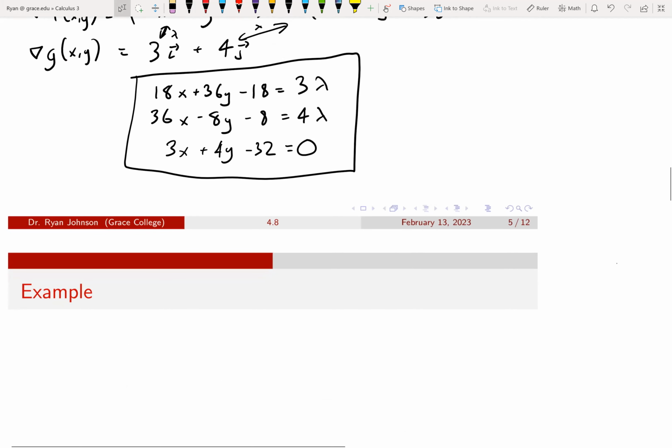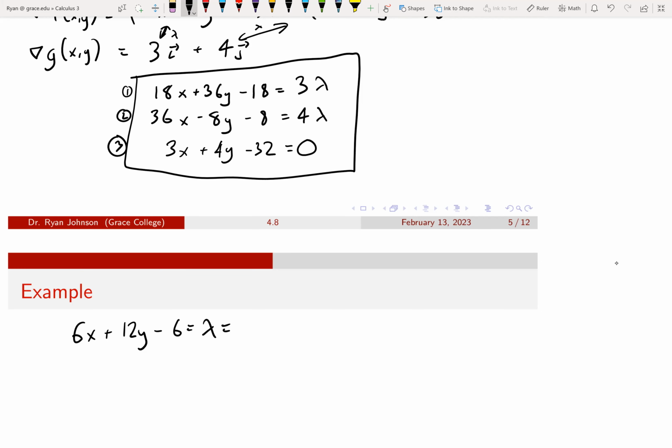Okay, so I intentionally put a blank slide beneath here, knowing I need some room for algebra. Think about these equations like 1, 2, and 3. When you're doing algebra with 3 equations at the same time, you always got to keep them together when you can. So the first equation, I'm taking the first equation divided by 3. 18 divided by 3 is 6, so 6x plus 12y minus 6 equals lambda. That's equation 1.